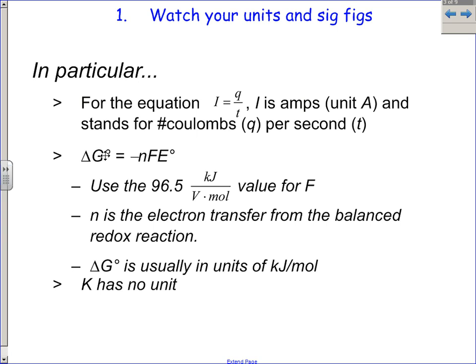n, remember, and I mentioned this a second ago, is from the balanced redox reaction. It's not the half reactions. You have to look at the balanced transfer between the two half reactions. That's what your n is going to stand for. Remember, delta G is usually in units of kilojoules per mole. But depending on what you're doing, like in this case, if you're multiplying by moles for n, and you've got volts for your cell potential, you're going to be left with kilojoules here, and that's perfectly fine.